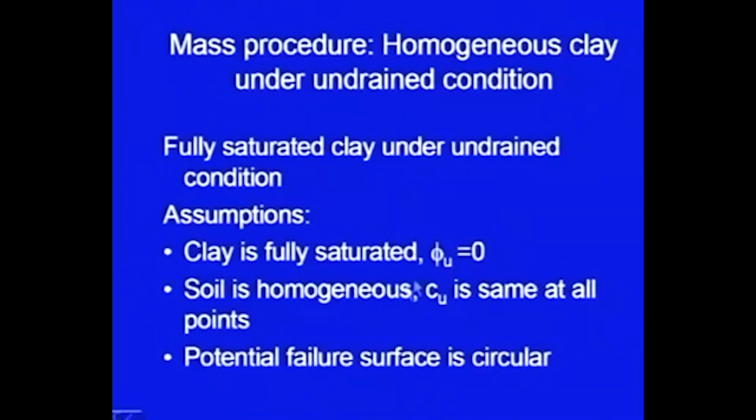The other assumptions which we will be using in the analysis are that the soil is homogeneous, we have been using this assumption many times, and also this shear strength parameter Cu is same at all the points along the surface which we have assumed, and thirdly the potential failure surface is being assumed to be a circular failure surface.